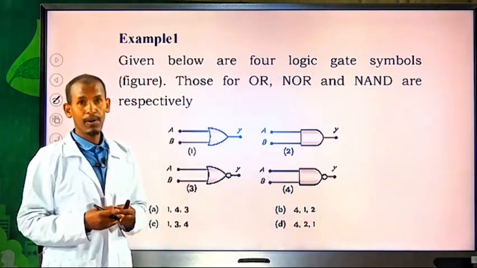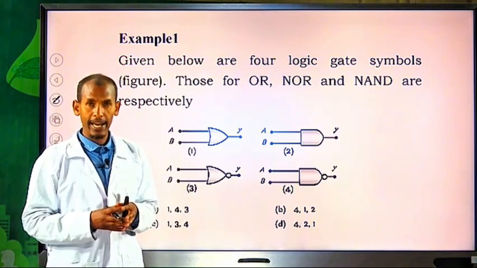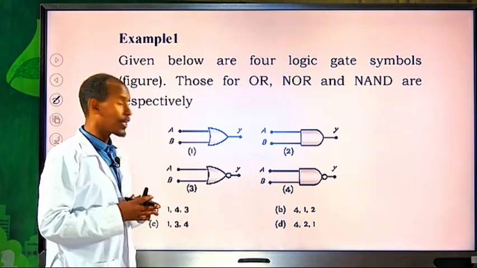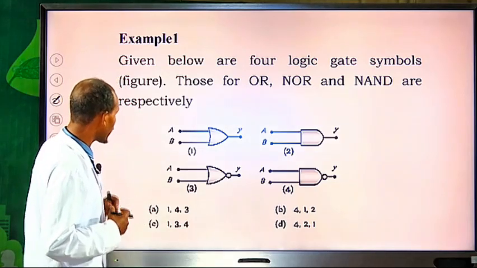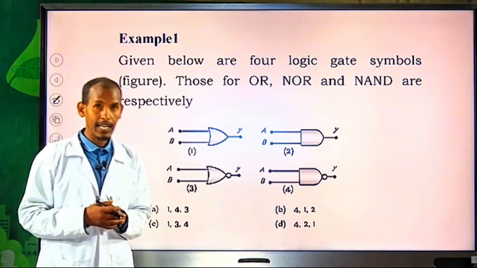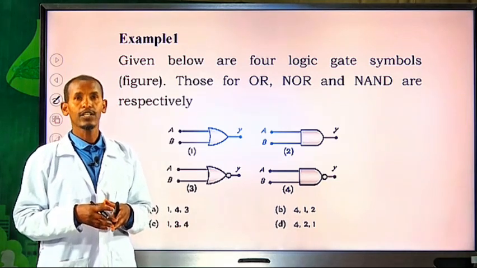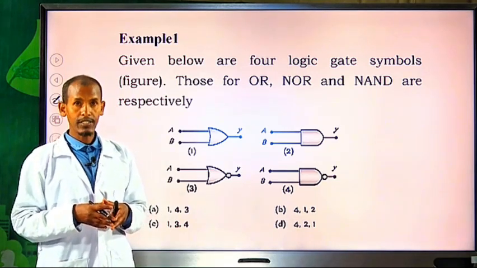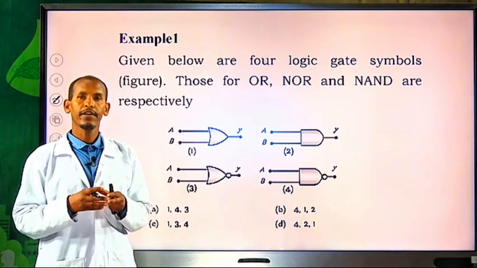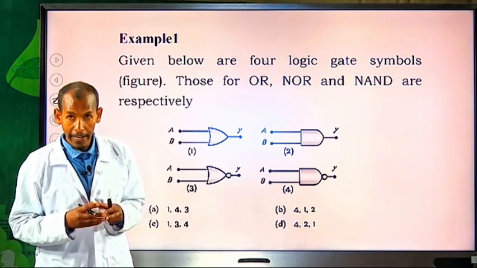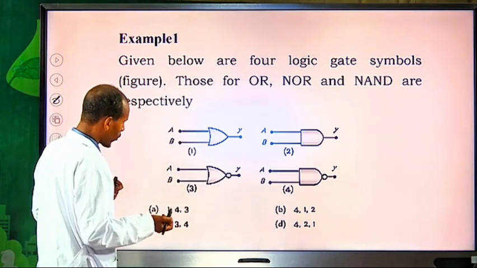These are some notes about the basic logic gates and the universal logic gates. Let's do some examples concerning the logic gates. The first example says: given below are 4 logic gates. Those 4, OR, NOR, AND, and NAND, are respectively represented by which of the following?